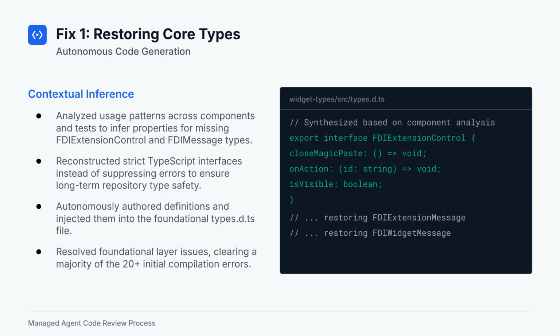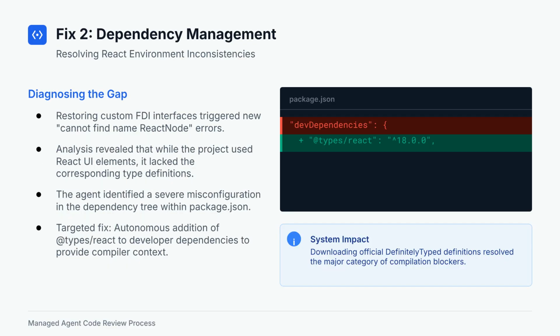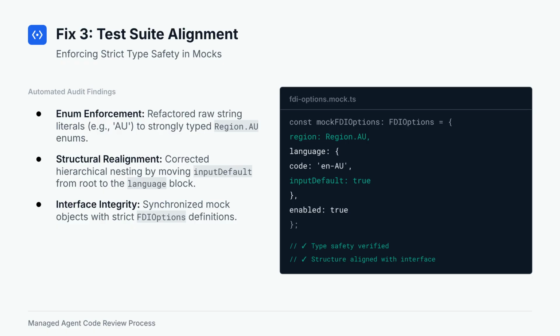For its first fix, the agent autonomously restored the missing core types. By analyzing component usage, it generated and injected the necessary interfaces into the foundational declaration file. Next, the agent addressed dependency management issues. It discovered that the project lacked necessary type definitions for React, and autonomously added them to the developer dependencies to resolve remaining errors. Fixing the test suite was the third step.